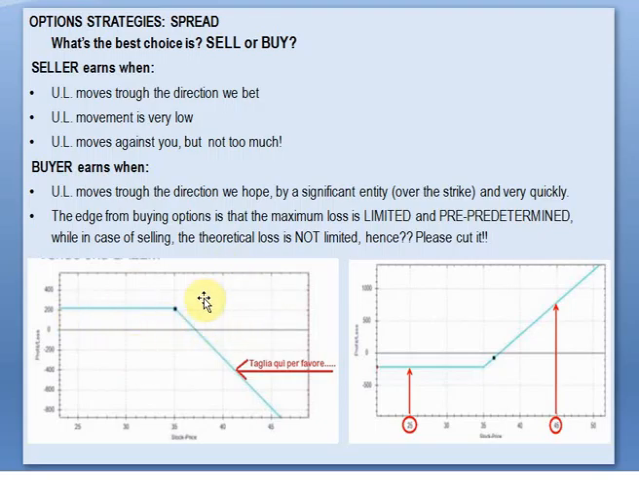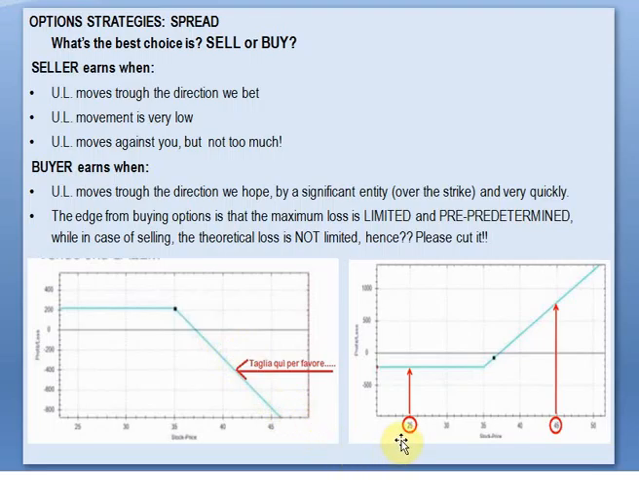So that's the advantage of selling. For buying an option, the advantage is that the maximum loss, as you can see here, is pretty limited and predetermined. While for selling, the loss, technically speaking, can be very high.